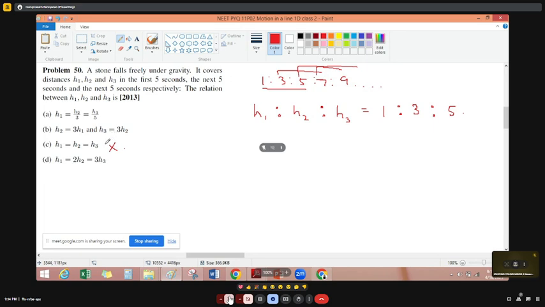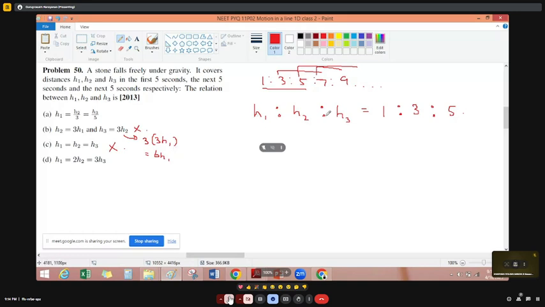H2 is equal to 3 times H1. H3 should be 5 times H1, right? So it's not 3 times H2. If it were 3 times H2, then with H2 as 3 times H1, it would become 6 times H1. So that means this will be wrong.